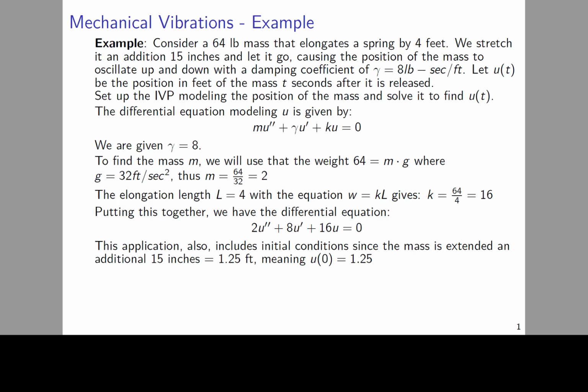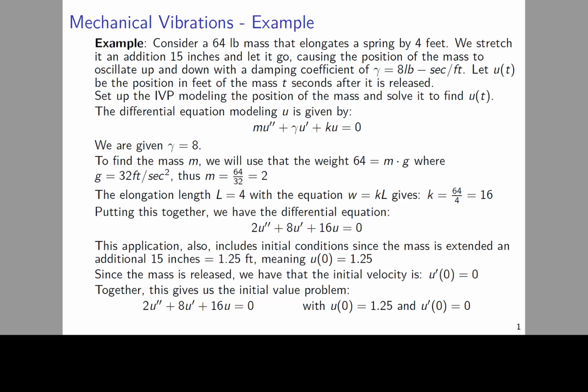Now, this application also includes initial conditions. Since the mass was extended an additional 15 inches, which is 1.25 feet, we have that u of 0 is 1.25. And since the mass is released without any initial velocity, we have that u prime of 0 equals 0. Together, this gives us the initial value problem, 2u double prime plus 8u prime plus 16u equals 0, with u of 0 equals 1.25 and u prime of 0 equals 0.